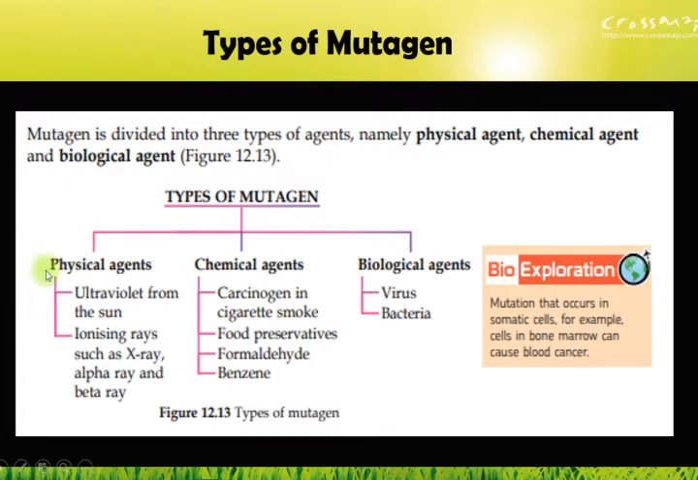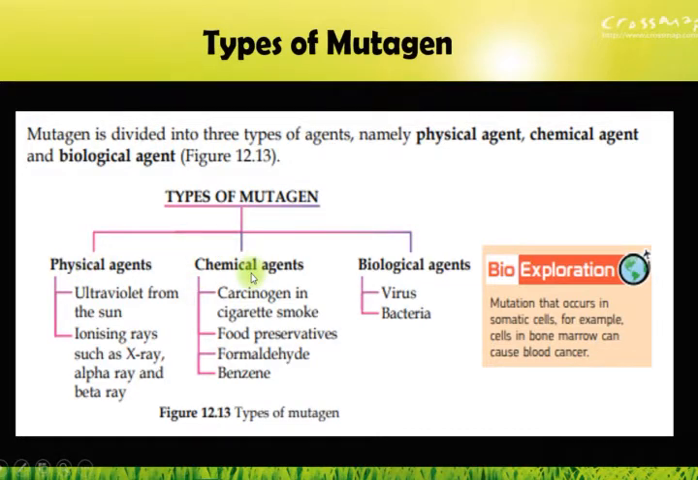Physical agents that cause mutations are ultraviolet ray from the sun, UV ray, and then ionizing rays such as X-ray, alpha ray, beta ray, gamma ray, and so on. Right, so those are referred to as the ionizing rays. Okay, those are physical agents. Then we go to the chemical agent.